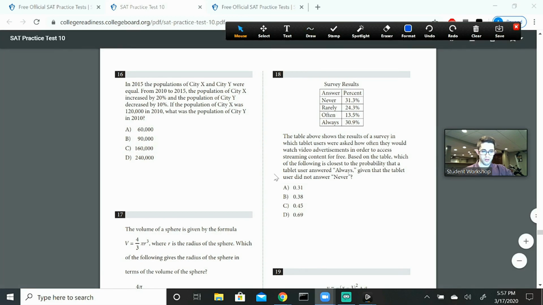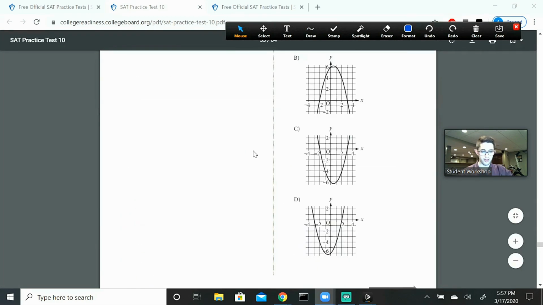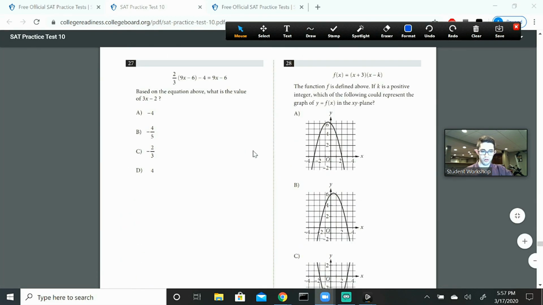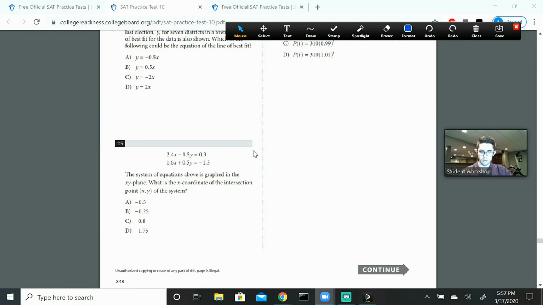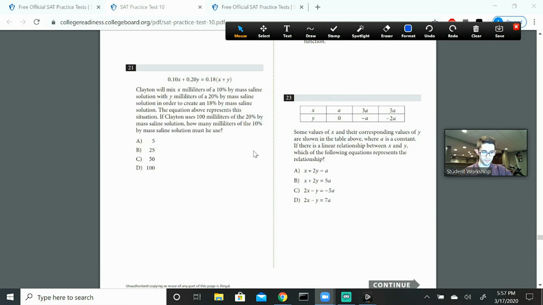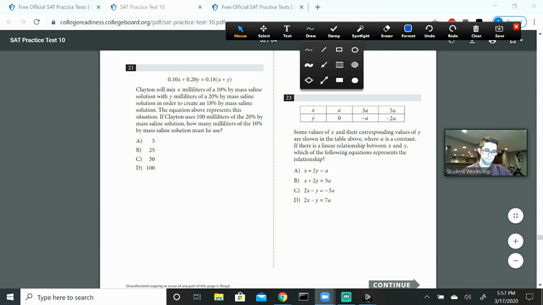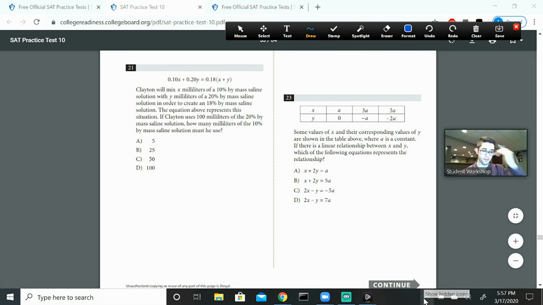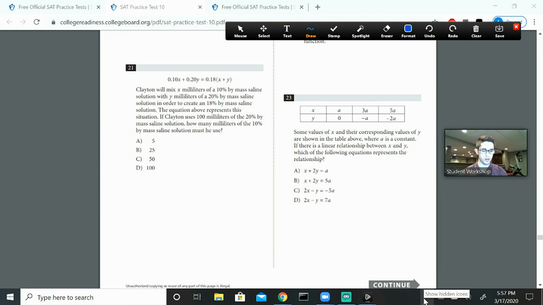All right, last and certainly not least, we have number 23. Great. We have a nice little table here, and then some values of x and their corresponding values of y are shown in the table above, where a is a constant. If there's a linear relationship between x and y, which of the following equations represents the relationship?